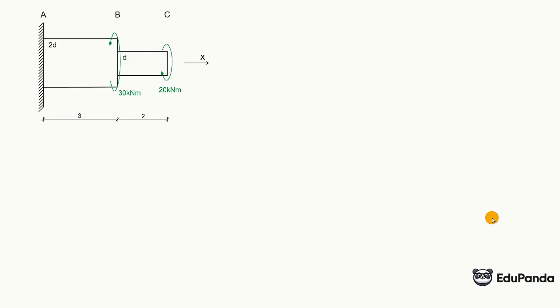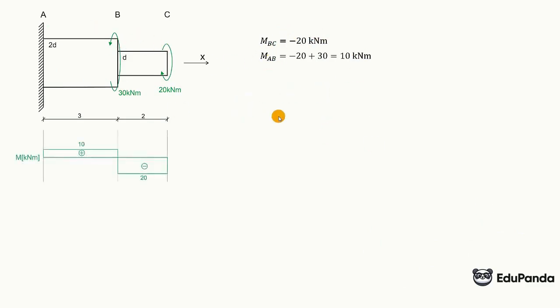Now let's start drawing the graphs. In the diagram for the twisting moments, section BC has a constant value of minus 20, and section AB a constant positive value of 10. Well, nothing could be simpler.